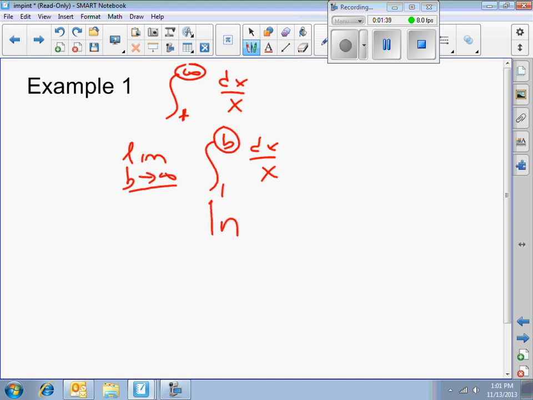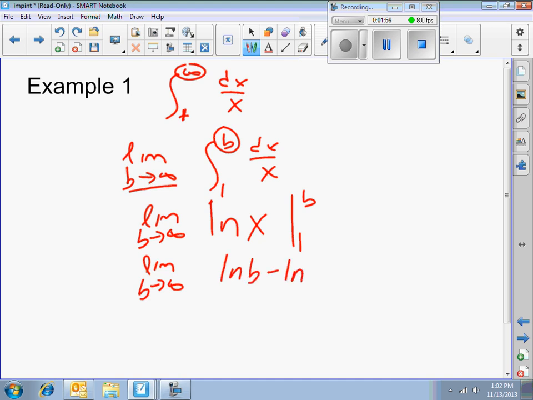Well, now that I have this, I know the integral from 1 to b of dx over x is simply the natural log of x evaluated from 1 to b. Don't forget to be strict about your limits, so you carry them down with you every time: the limit as b approaches infinity. Let's use the fundamental theorem of calculus to say that's the natural log of b minus the natural log of 1. And you know the natural log of 1 is 0. So now we're evaluating the limit as b approaches infinity of natural log of b.